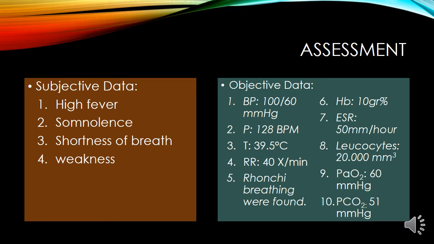Objective data: BP 100 over 60 millimeter mercury, pulse 128 beats per minute, temperature 39.5 degrees Celsius, respiratory rate 40 times per minute, bronchi breathing were found, hemoglobin 10 gram%, ESR 50 millimeter per hour, leukocyte 20,000 millimeter cube, PaO2 60 millimeter mercury, and PCO2 51 millimeter mercury.